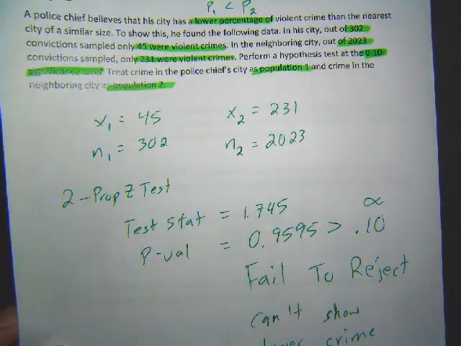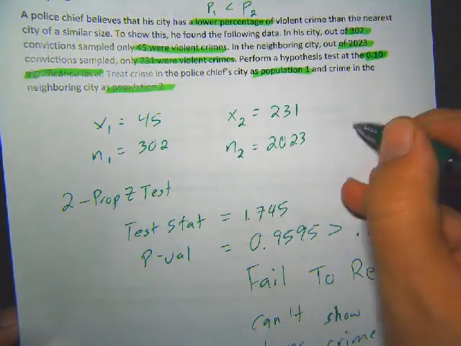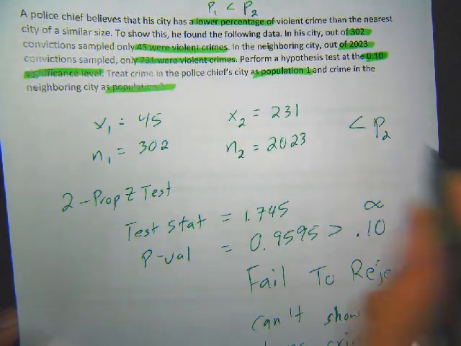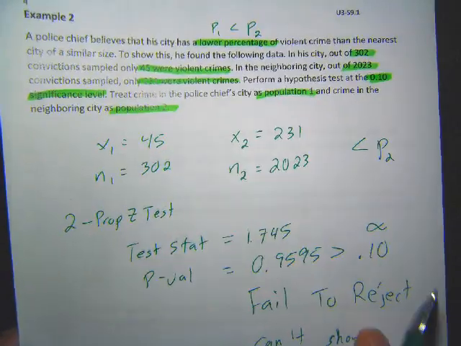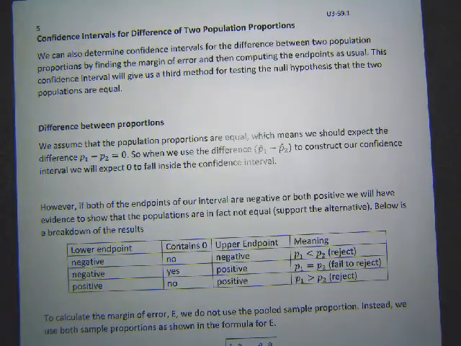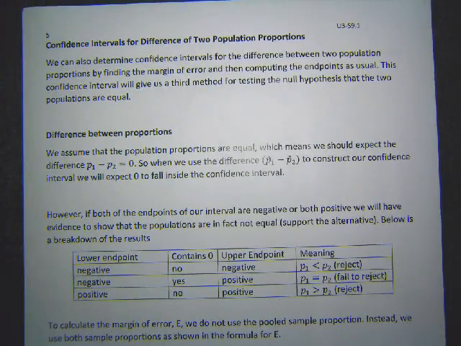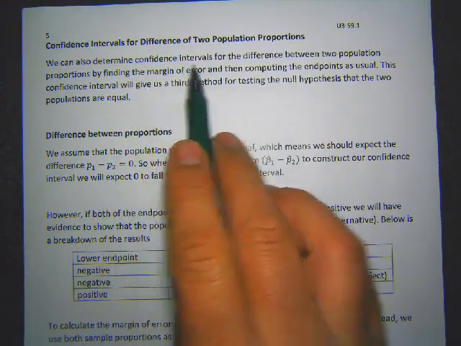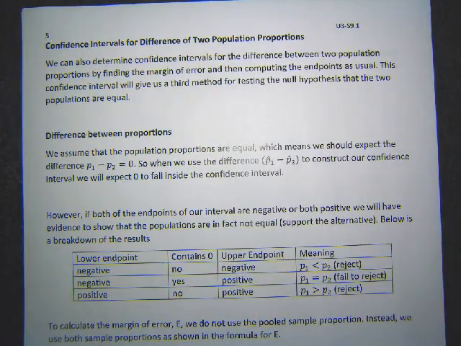But that's a 2 prop Z test. Again, you just need all this, and then we also did a less than P2 because we were looking for a lower percentage. So let's try confidence intervals. Just like we do hypothesis tests, we can also do confidence intervals for 2 populations. So determine the confidence interval for the difference between 2 population proportions.